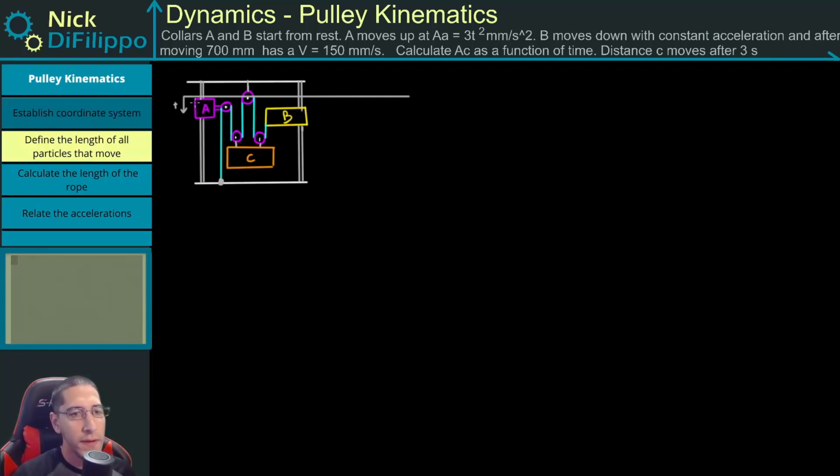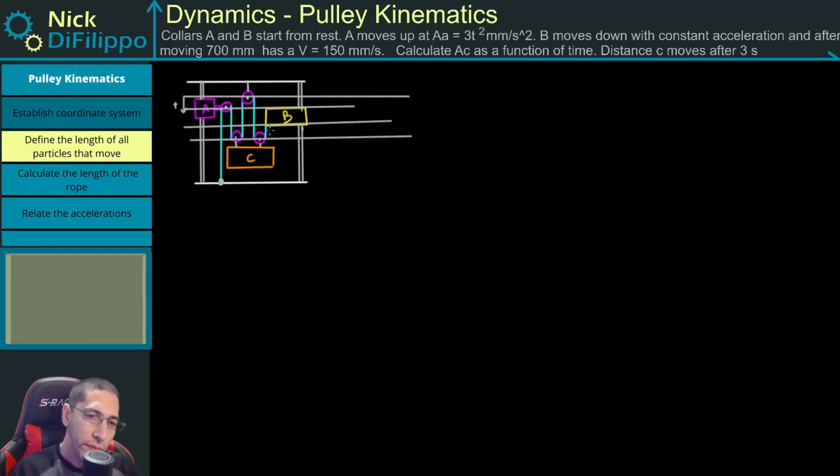Next, what I need to do is define the length of all the particles that move. If I look at this problem, I know that this pulley at A is going to move. If A and B are moving down, this pulley at A is going to move, and this pulley is in line with collar A. I know that these two pulleys at C are going to move, and they're actually in line with each other, even though they might not look it. So they're together. I have this pulley at A. And this collar at B is going to move. I'm going to define the lower edge of this distance at B because that's where the rope connects to.